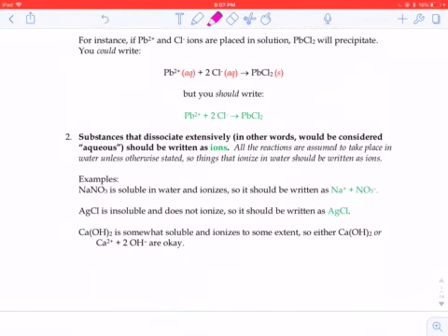Anything that is aqueous then should be written as ions. So, for example, sodium nitrate is soluble in water and ionizes very well, so you would not write it as NaNO3. Instead, you'd write it as Na+ and NO3-.